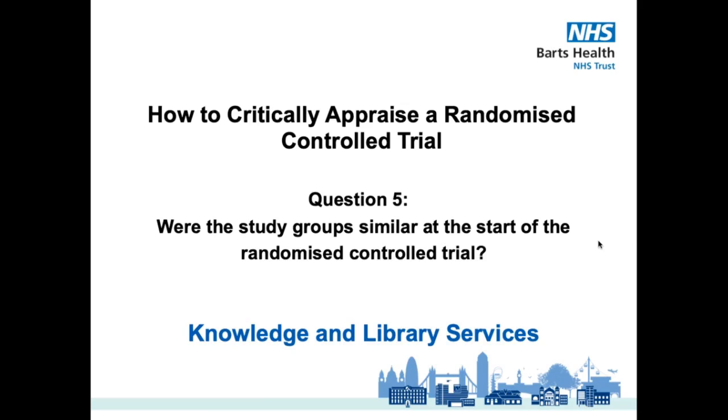Hello and welcome to this session in our series of videos on how to critically appraise a randomized controlled trial following the CASP checklist. In this session, we'll answer question 5, were the study groups similar at the start of the randomized controlled trial? So this question asks us to consider if there are any differences between the groups at the start of the study that could have perhaps skewed the end results.